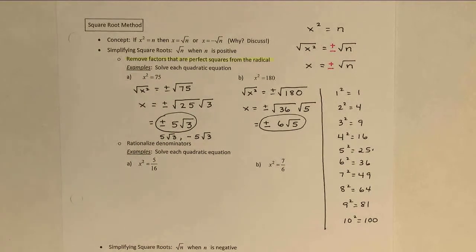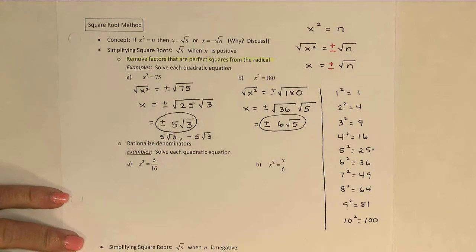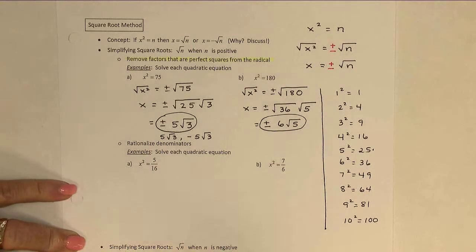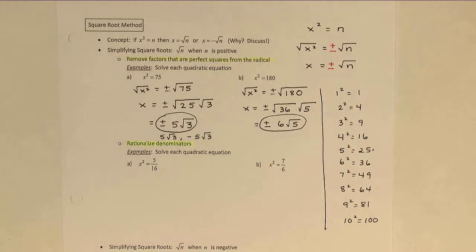All right, so the second rule of simplifying radicals. First rule was remove perfect square factors, rather. The second rule is rationalize denominators. We never leave a square root in the denominator.